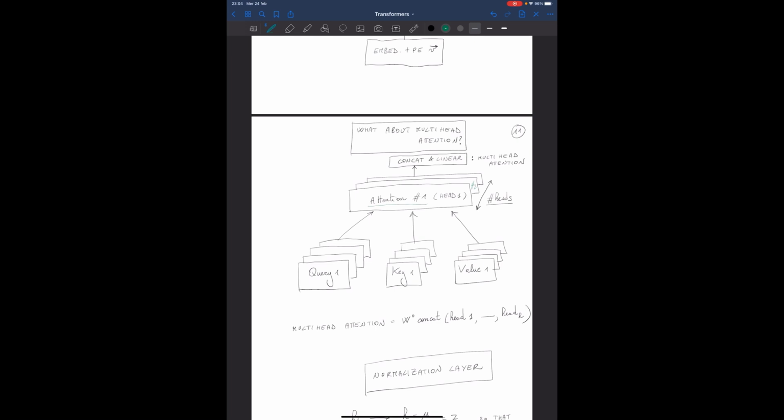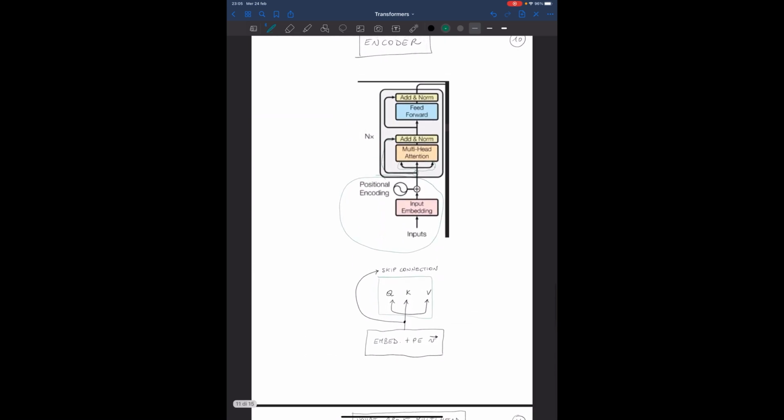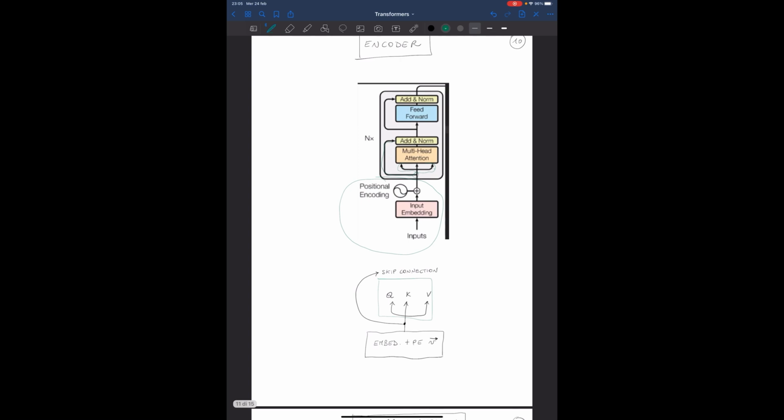So you can see here this layer, concat and linear. Concat and linear means that basically all the heads that we have are concatenated one by one, and then there is this matrix W0 that takes care basically of the shape. It changes the shape of this concatenated vector. So nothing complicated. So if we go back, now you know what this multi-head attention bit is.